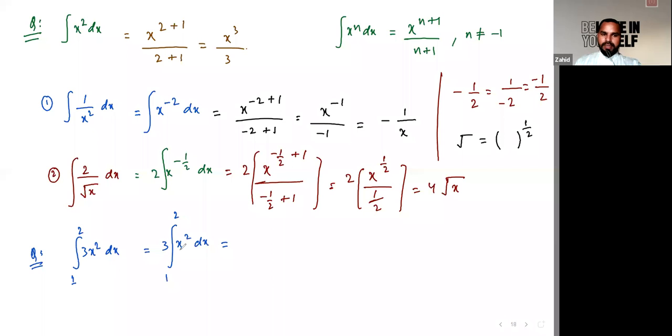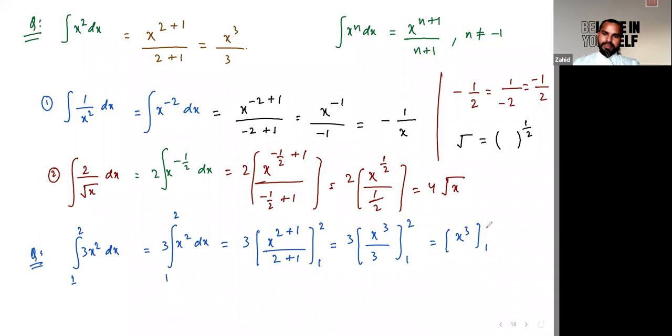Now, for this expression, n is equal to 2. On applying this formula, you will get x raised to n plus 1 divided by n plus 1, with limits from 1 to 2. If you simplify it, you will get 3 times x raised to 2 plus 1, that is x cubed, divided by 2 plus 1, that is 3, limits 1 to 2. Now this 3 and this 3 cancel out, so you will get x cubed, with limits from 1 to 2.